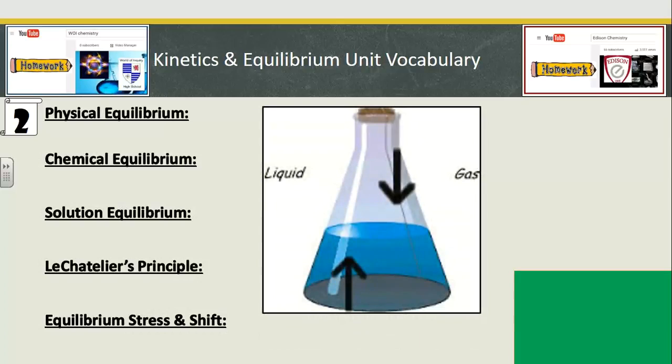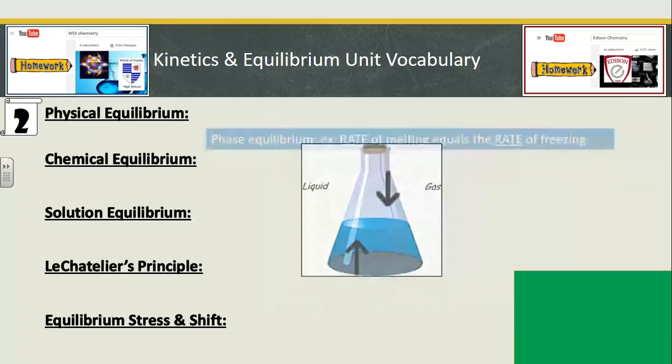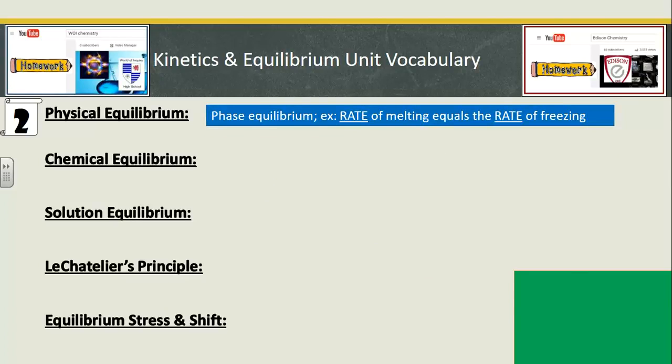Physical equilibrium. A physical equilibrium is where we have solids, liquids, and gases. Phase equilibrium is another term for it. So it's the rate of melting equals the rate of freezing. So in our heat unit, when we did heating and cooling curves, the flat portions of our heating and cooling curves were physical equilibriums, where the rate of melting and the rate of freezing or the rate of boiling and condensing were consistent and constant.